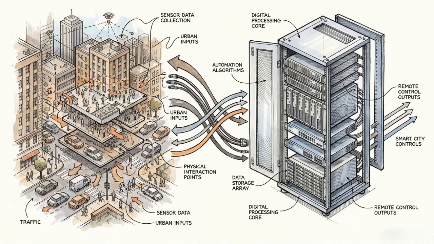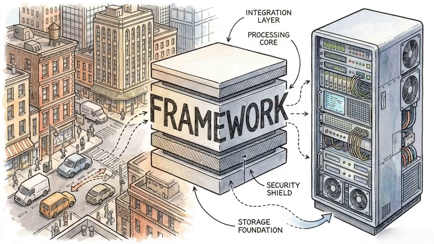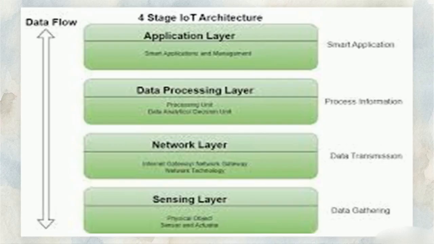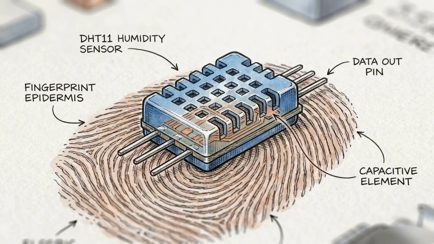To actually build that bridge between physical reality and digital automation, engineers use a specific structural roadmap known as the IoT stack. This diagram is the four-stage IoT architecture, separating the physical hardware layers at the bottom from digital applications at the top. To understand its mechanics, we will track a single piece of raw data climbing this exact stack from the very bottom. Level 1 is the sensing layer.